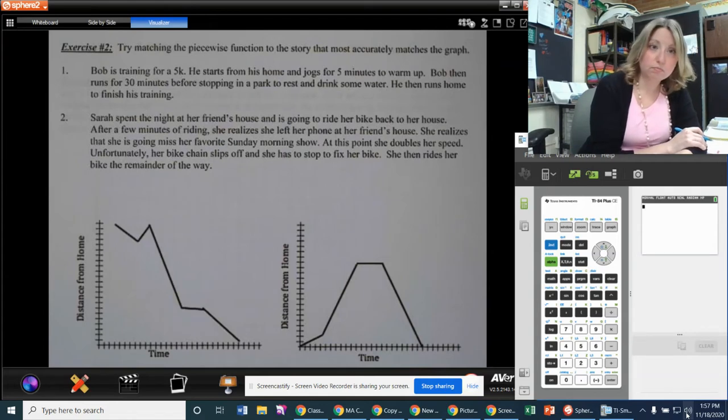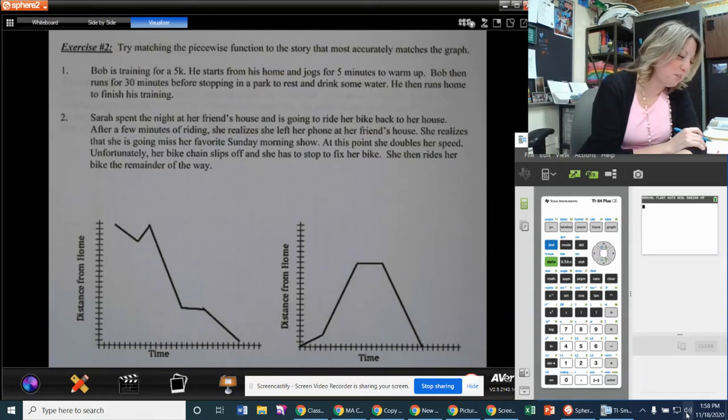Sarah spent the night at her friend's house and is going to ride her bike back to her house. After a few minutes of riding, she realizes she left her phone at her friend's house. She realizes that she is going to miss her favorite Sunday morning show. At this point, she doubles her speed.